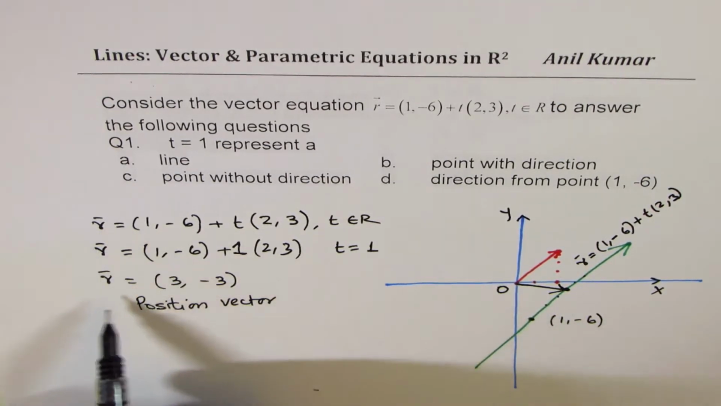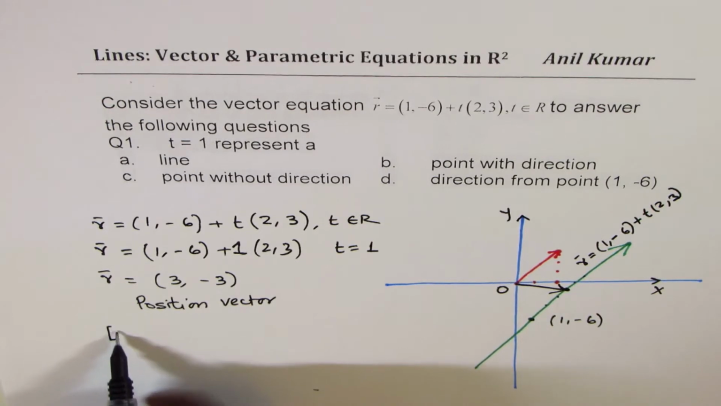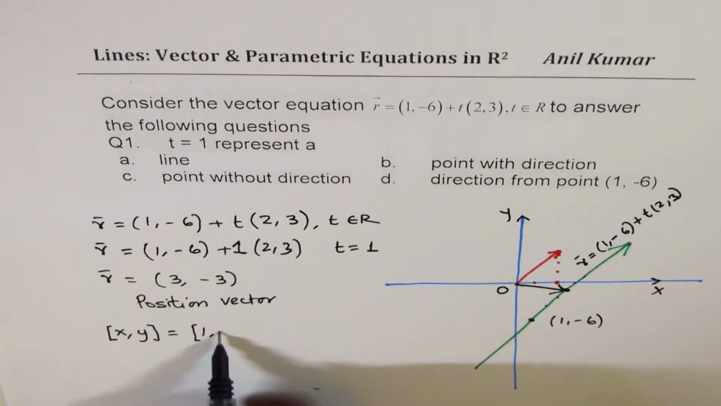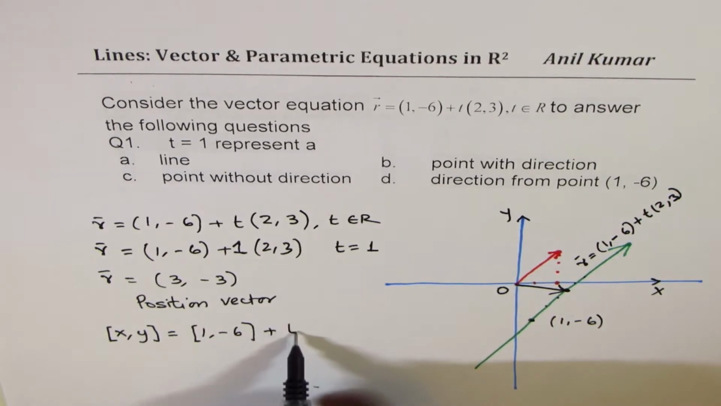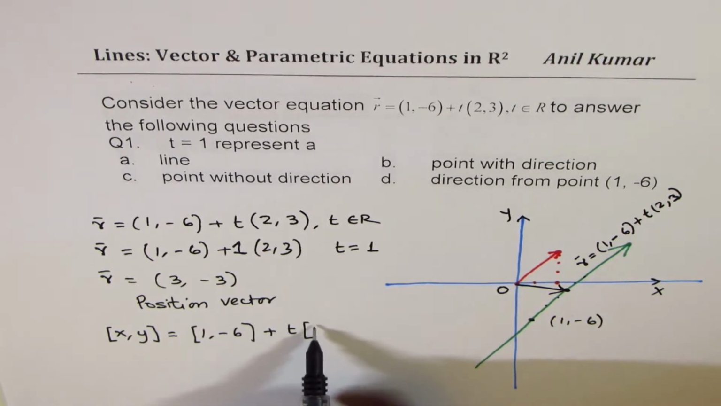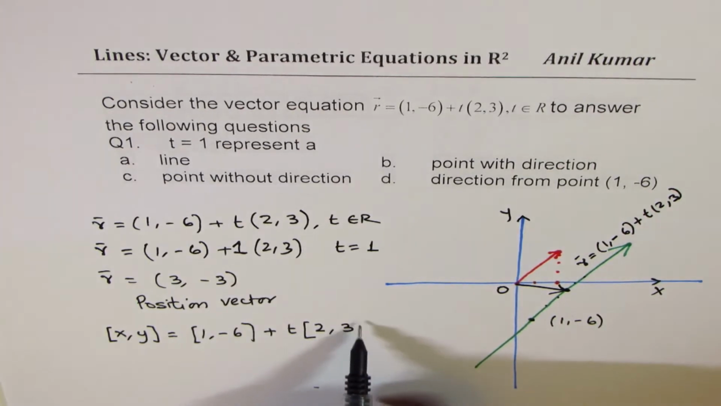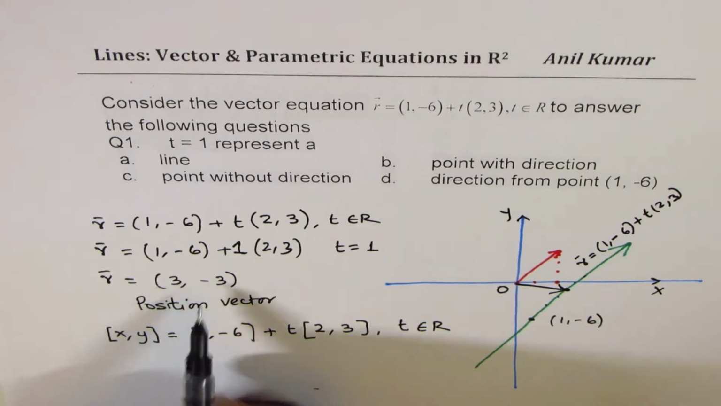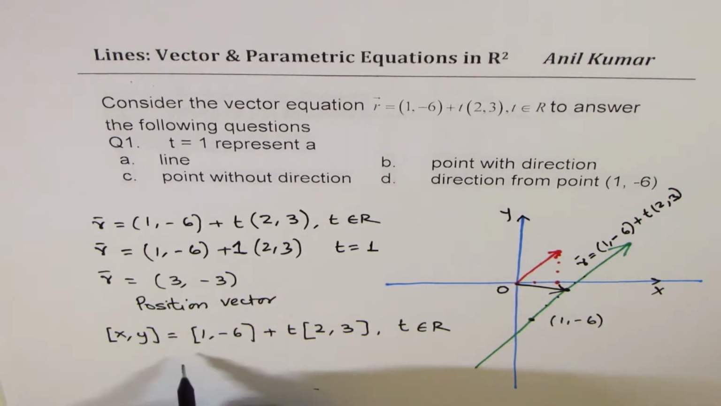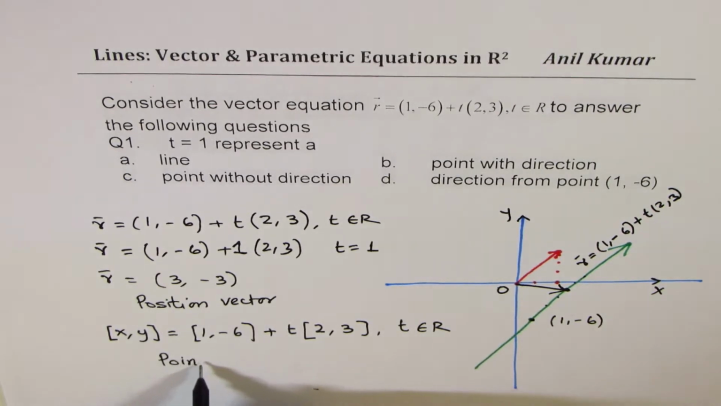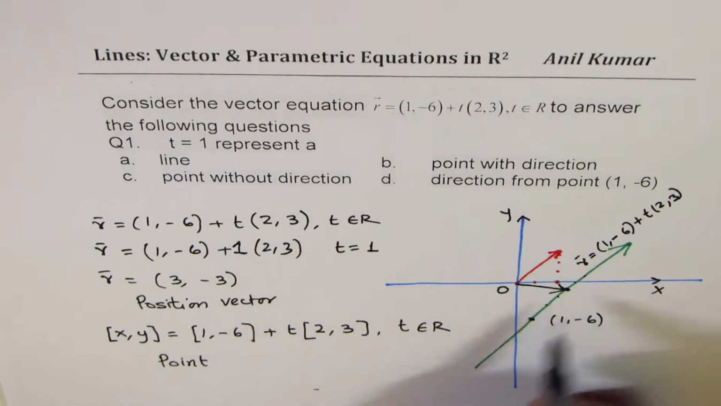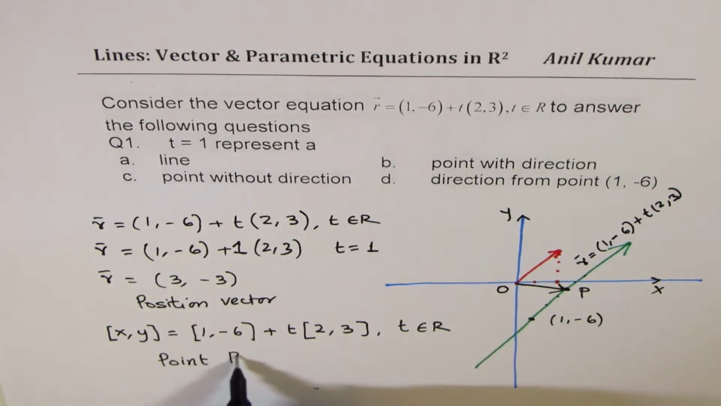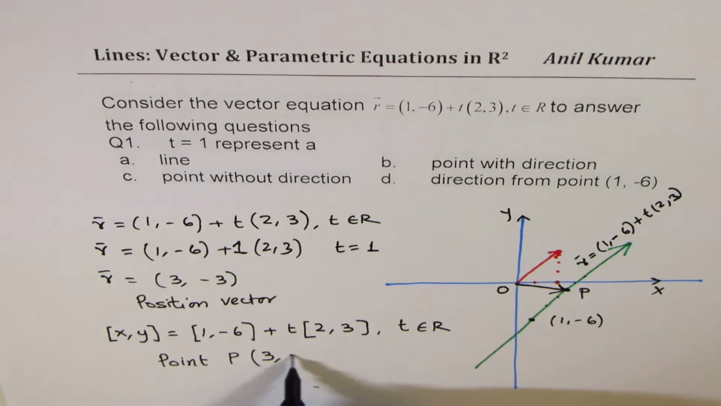You will also see that this equation normally will also be written as xy equals 1, minus 6, plus t, which is a scalar multiple of the direction vector 2, 3. Do you see that? So that's another way of writing. What you get here is basically xy coordinates, a point. Let me call this point P. In that case, we get a point P, which is 3, minus 3.